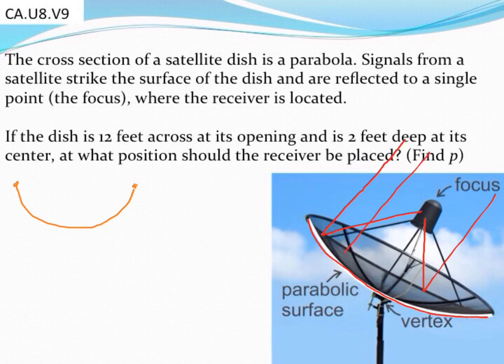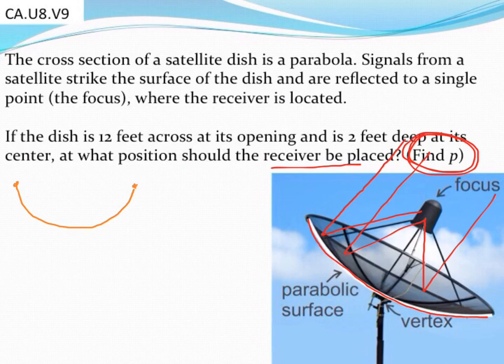And so we are given the description of a satellite dish, at least the cross section of it, and asked to determine where we should place that receiver. In other words, they ask us to find p, the distance between the vertex and the focus. So let's go ahead and use the description up here to see if we can answer this question.